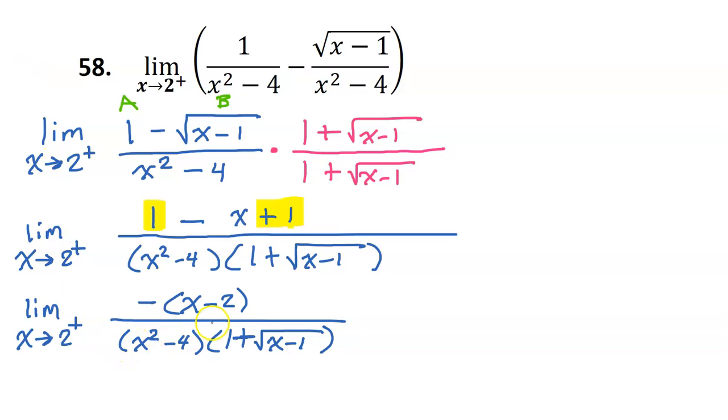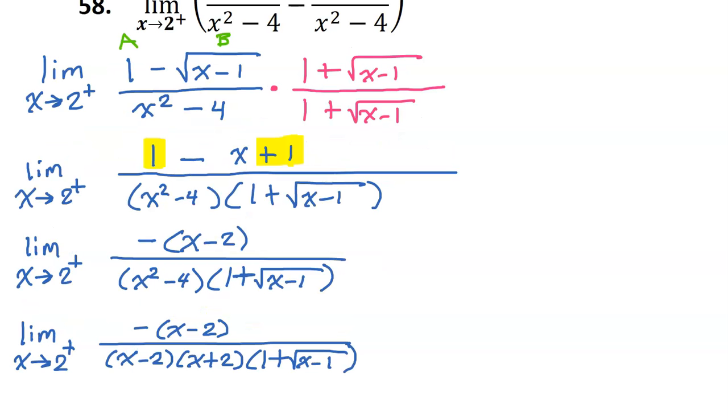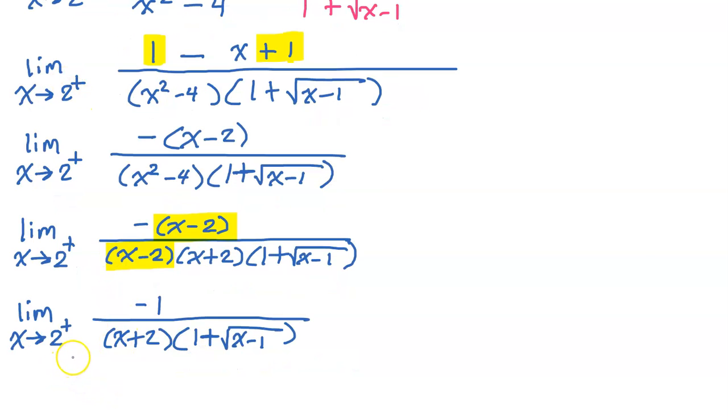On my next step, I'm going to factor the x squared minus 4. This is the difference of two squares, and I have a feeling we will be able to cancel out the x minus 2. Notice that we have a common factor of x minus 2 in the numerator and the denominator. So let's cancel those out. At this point, direct substitution should work. Let's go ahead and let x equal 2 and see what we get.